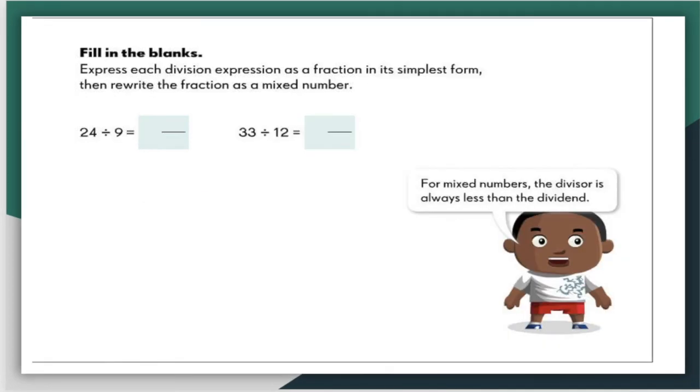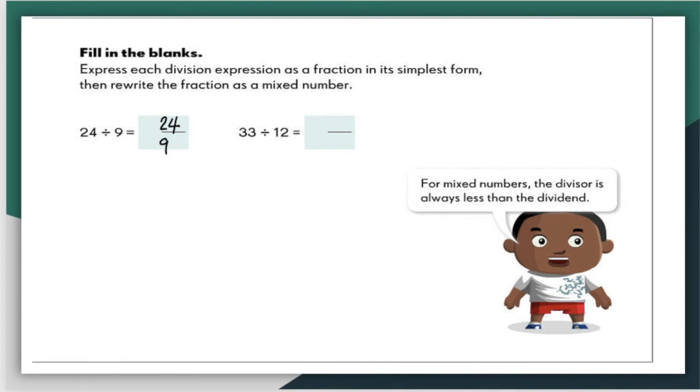For our last set of exercises, let's try answering more challenging questions. Express each division expression as a fraction in its simplest form, and then rewrite the fraction as a mixed number. So if we have 24 divided by 9, let's write this in fraction form. We got 24 over 9.